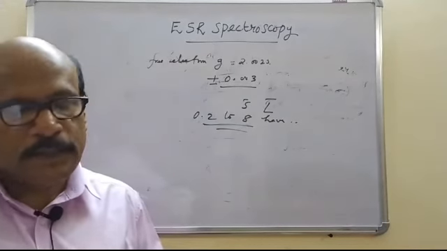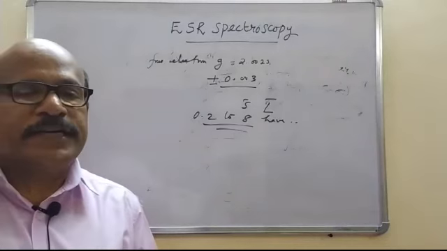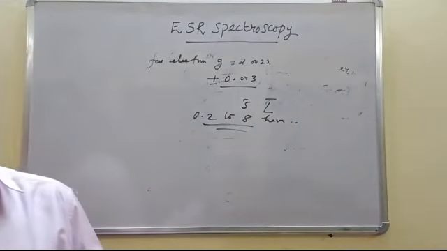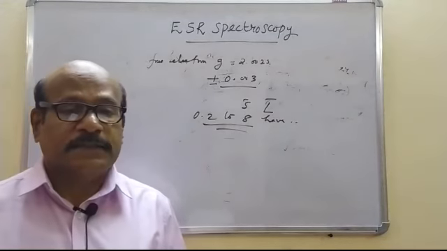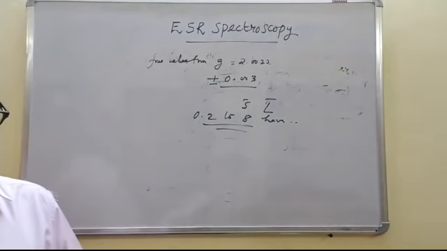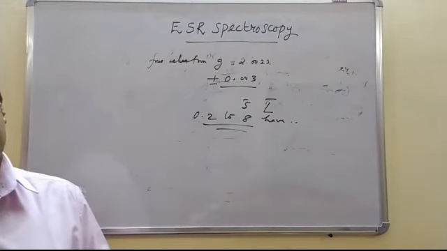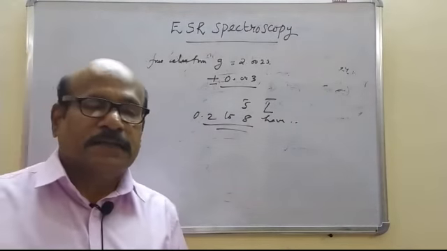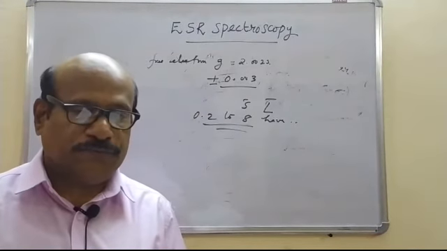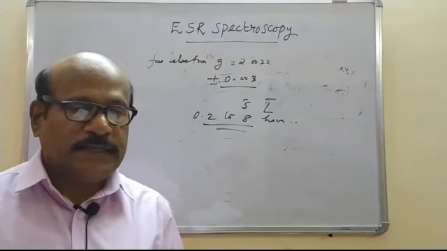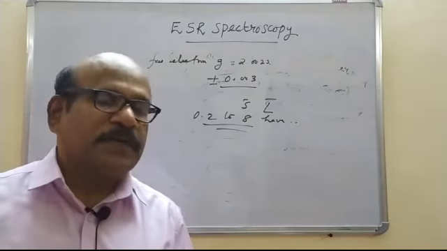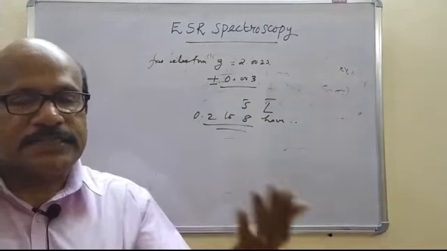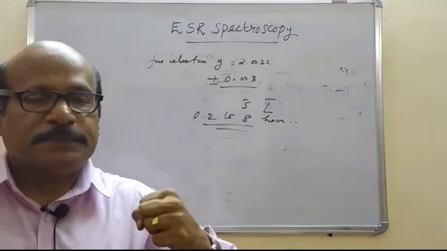Okay, and it is irradiated with microwave radiation of suitable constant frequency under an applied magnetic field. Then the transition occurs from one spin level to the other spin level due to the absorption of energy from the microwave radiation, and this absorption leads to this transition, which creates a spin flip.